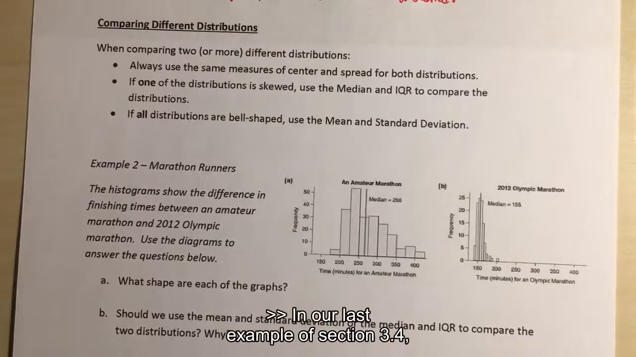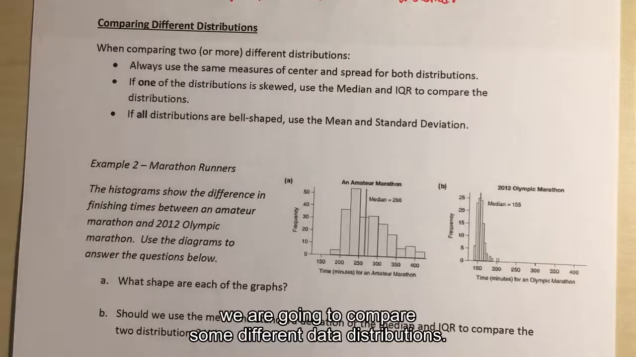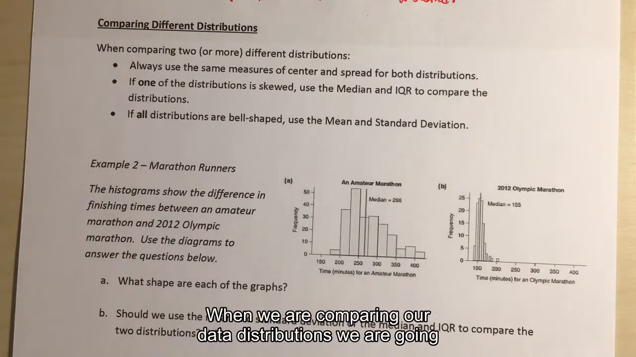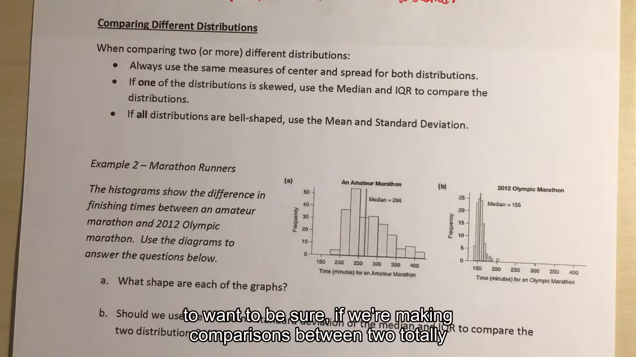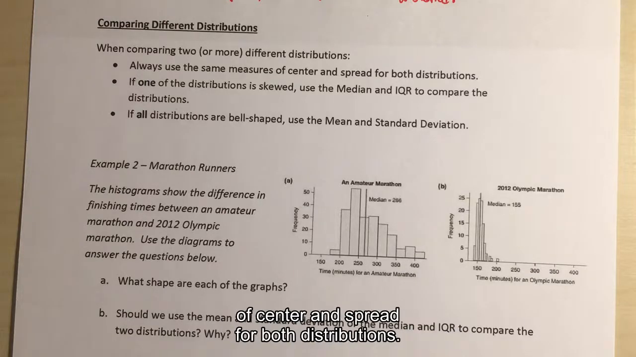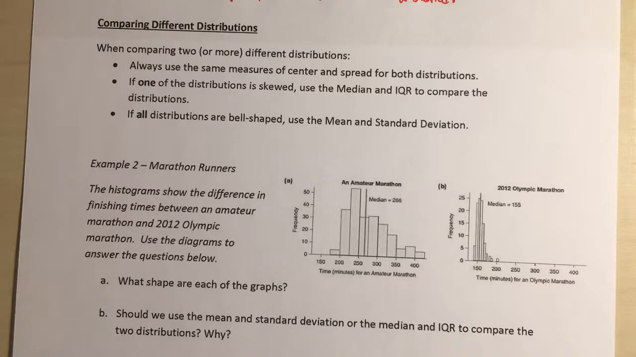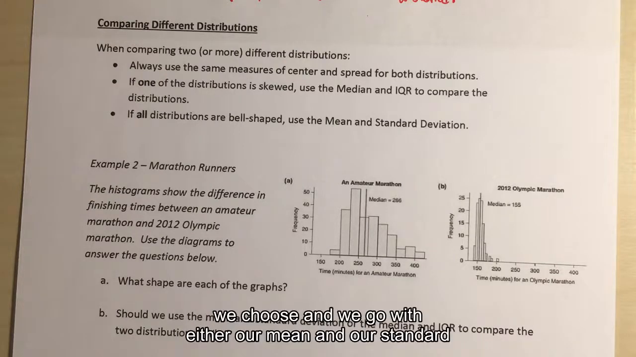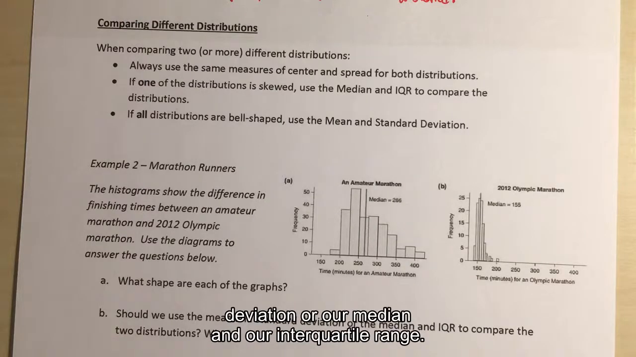Right, in our last example for section 3.4, we are going to compare some different data distributions. When we are comparing our data distributions, we want to be sure that if we're making comparisons between two totally different sets of data, we use the same measure of center and spread for both distributions. So if we're comparing two different sets of data, we want to go with either our mean and our standard deviation or our median and our interquartile range.